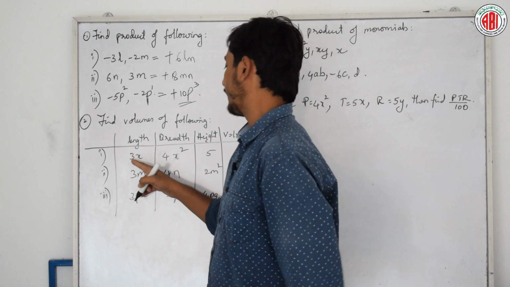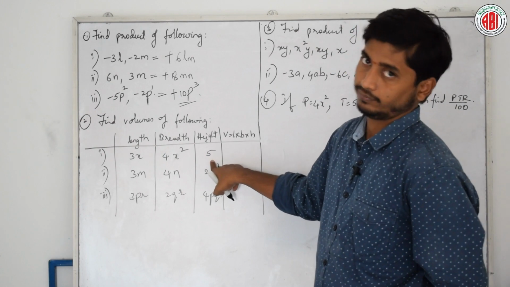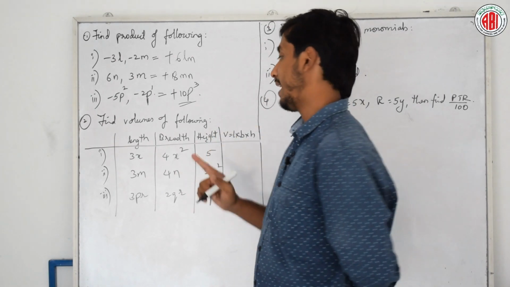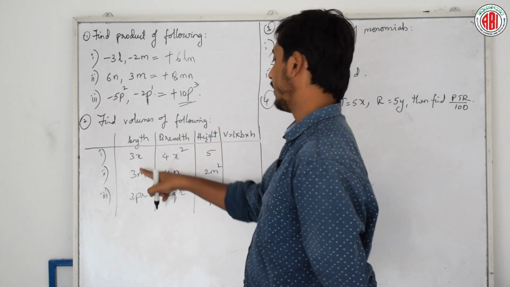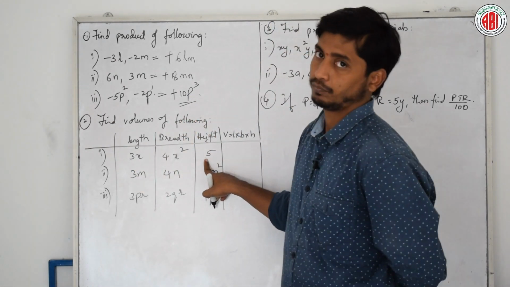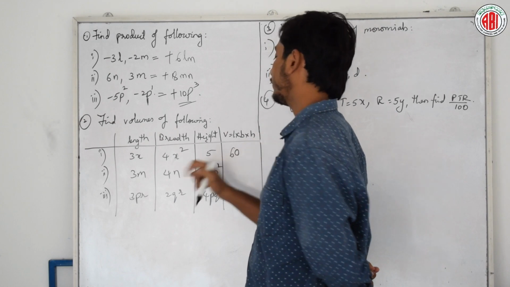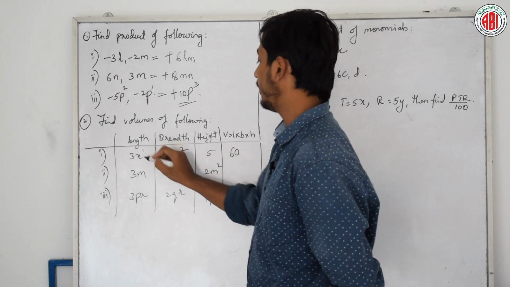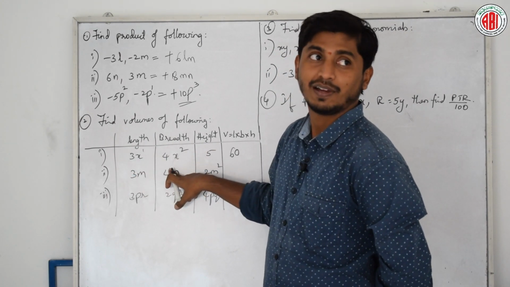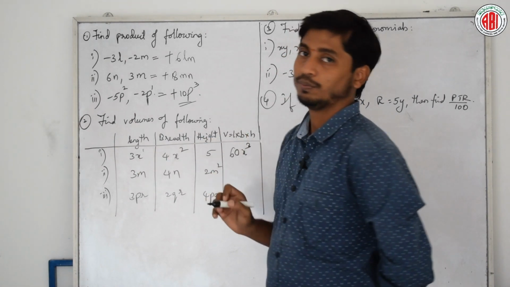Okay. Next, here there are three things. The volume formula is length into breadth into height. That is, we have to multiply these three things. First thing, we have to check signs. All are positive, so no problem. Next, we have to multiply constants: 3 into 4 into 5. 3 4s are 12, 12 5s are 60. And the next, the variables will be x power 1 into x power 2, which is a power m plus n, that is x cube. Clear?